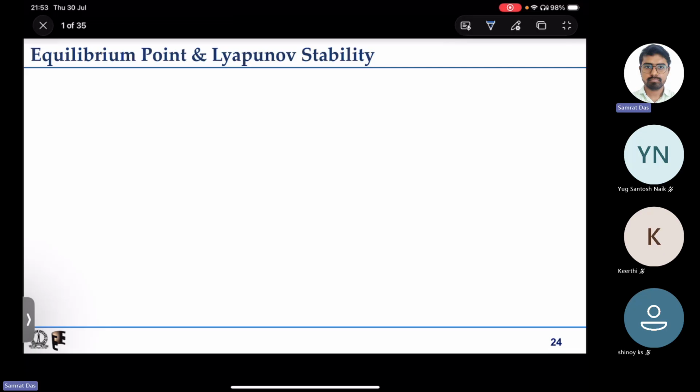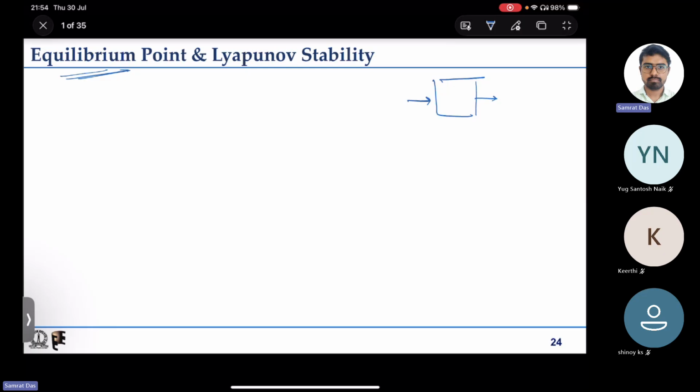Equilibrium point means if any system has certain input, then it will give some output, and internally it will have some state variables. So with zero input, if the output or the state variables remain always steady there, and even if a small disturbance is given, it will always come back to the same point, that point is called the equilibrium point.